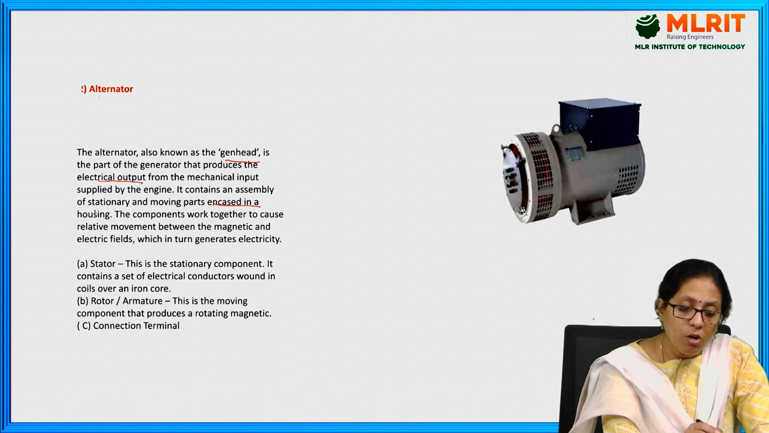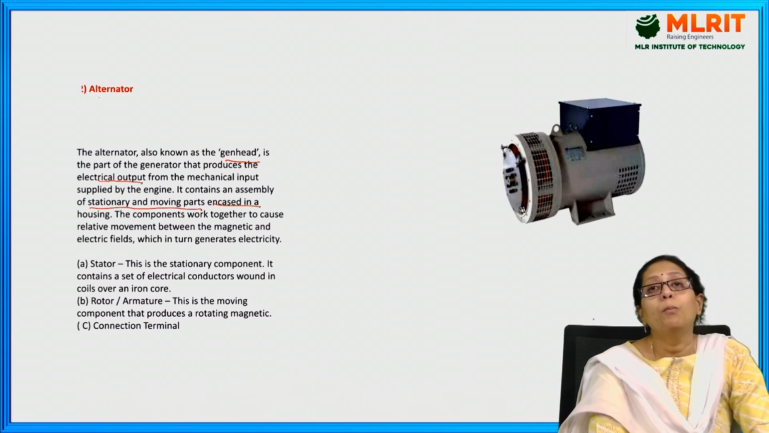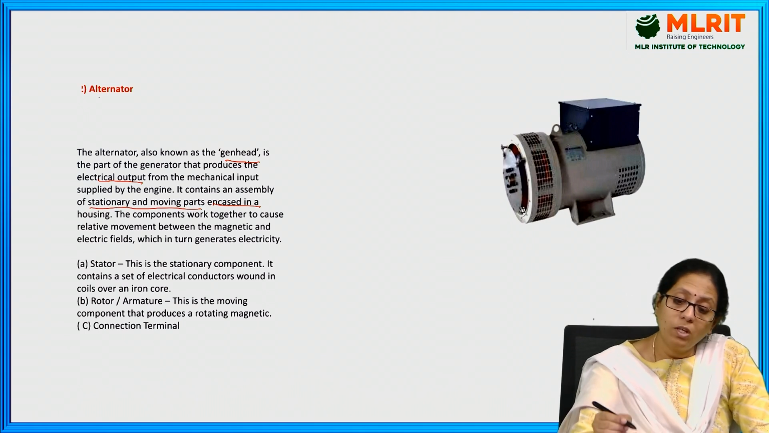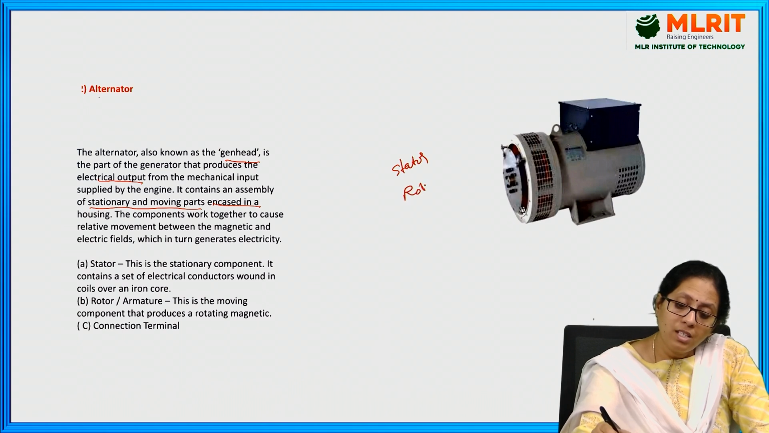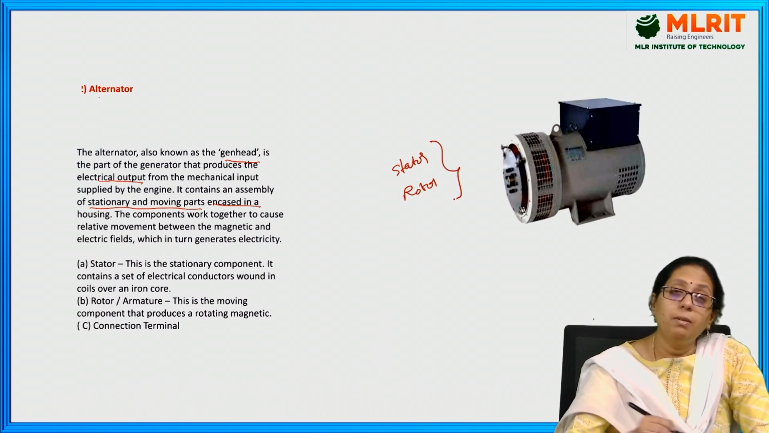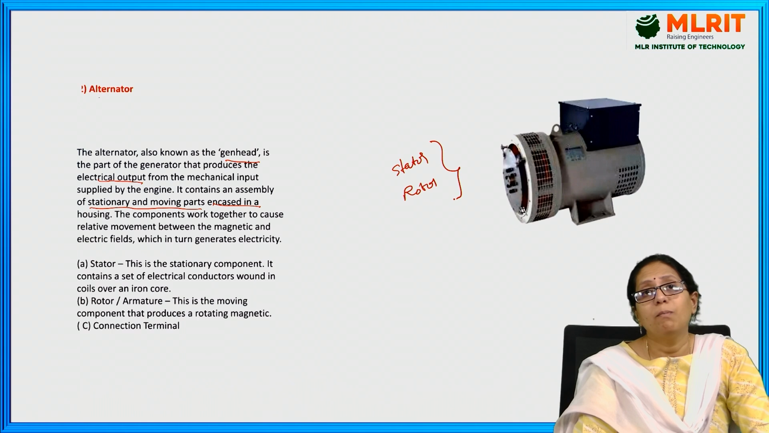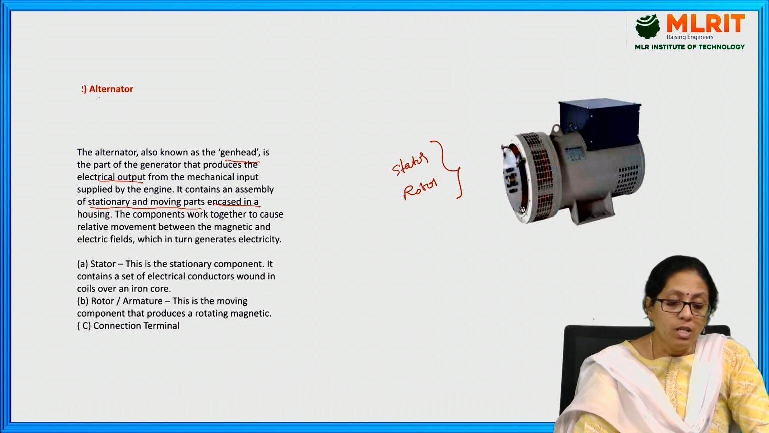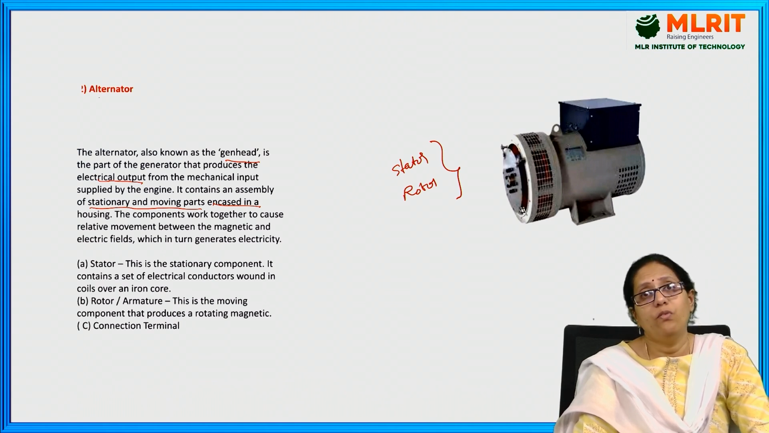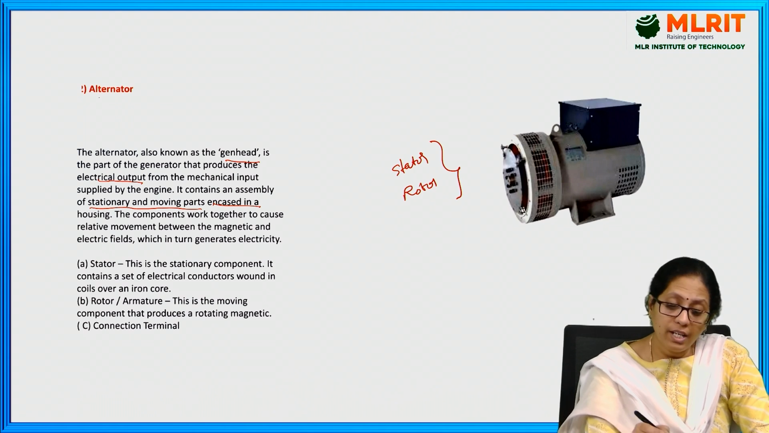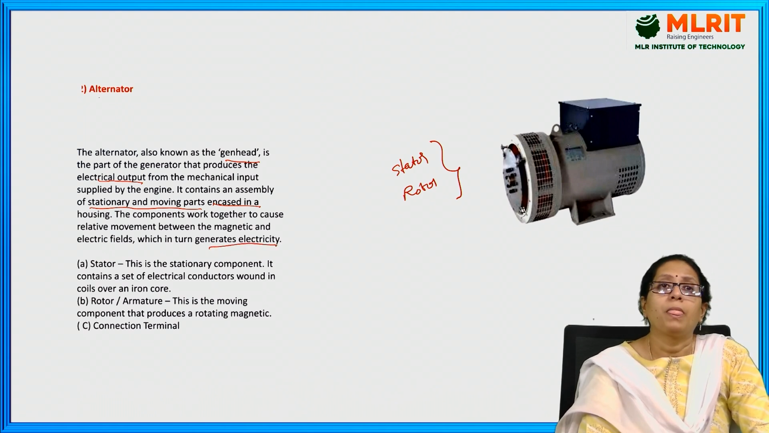The assembly of stationary as well as moving parts: the stationary part you will call the stator, and the moving part you will call the rotor. Both are encased in the same frame. The components work together to cause relative movement between the magnetic and the electric fields, which in turn generates the electricity.